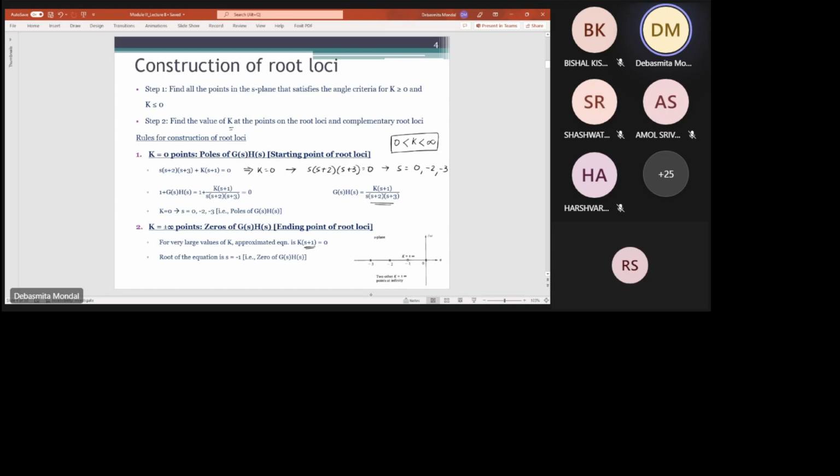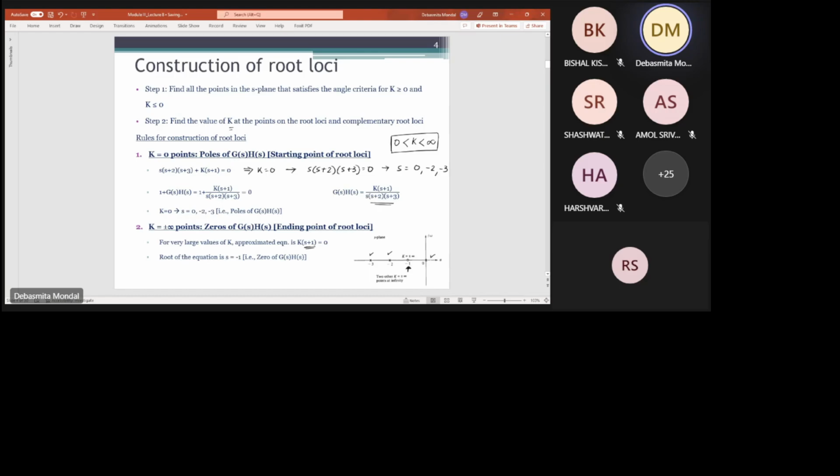Okay, so in this case, let's say that if you draw the poles and zeros in the S-plane, you have only one zero over here and you have three poles. So the root locus will be starting from this pole, and this pole, and it will be ending at this zero. We will see how the root locus path is followed in the subsequent steps.